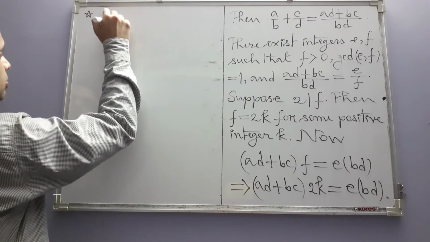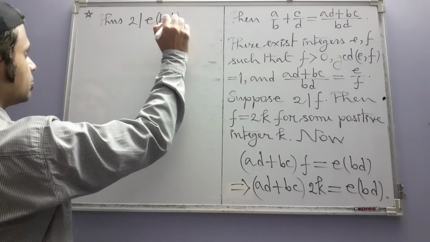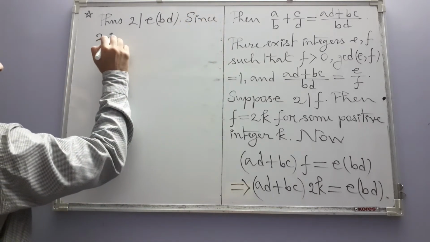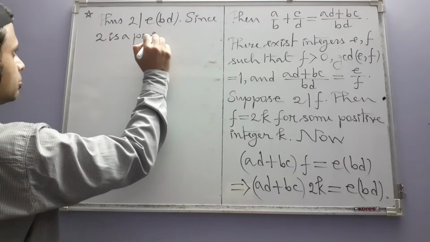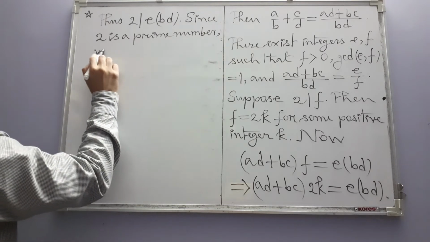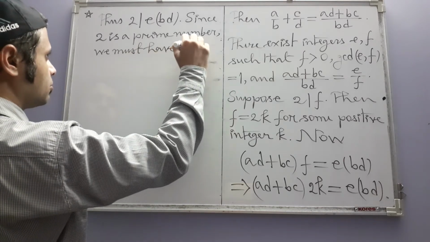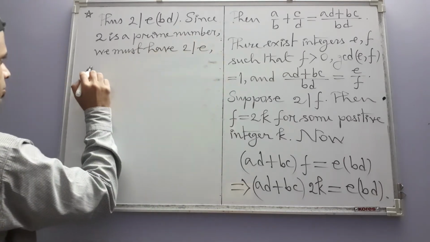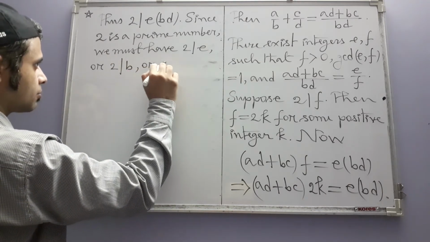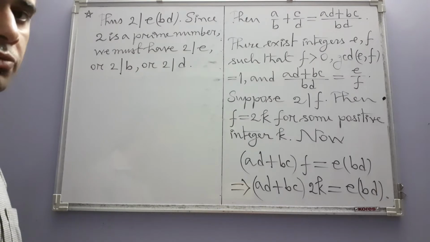Thus 2 divides E times B D. Since 2 is a prime number, we must have 2 dividing E or 2 dividing B or 2 dividing D, because primes have that property.